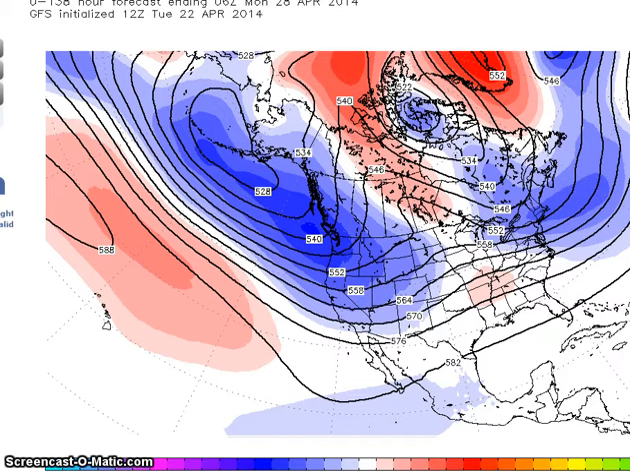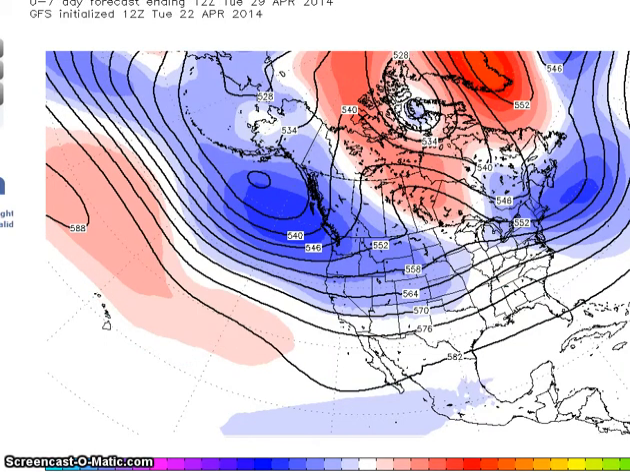The models continue to indicate a low amplitude flow. You can see here it's pretty much zonal. This is the GFS. We still have a lingering trough here. We have a trough extending from the Bering Sea down into the western U.S. That's the 28th. And then we go further.